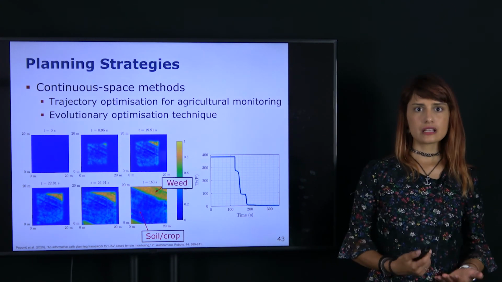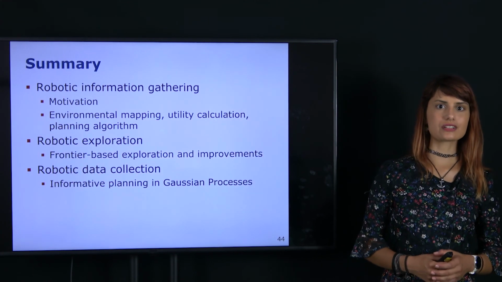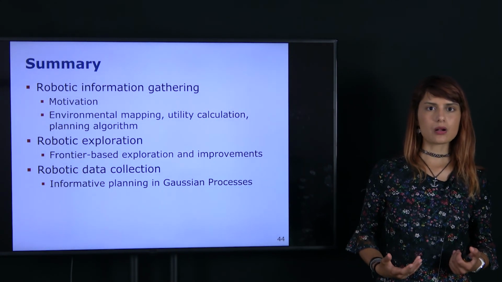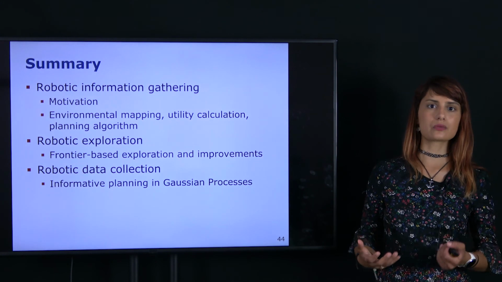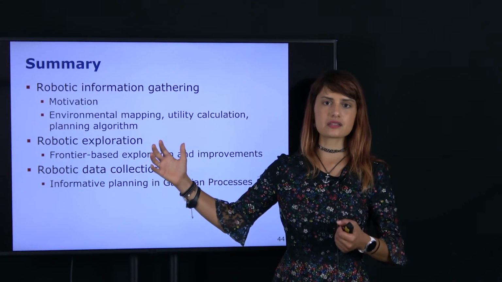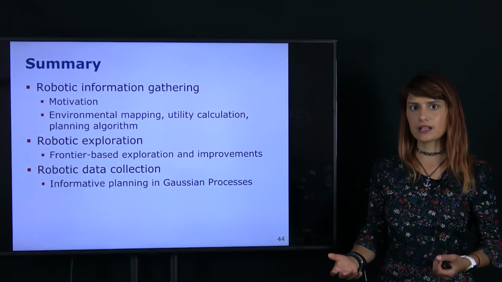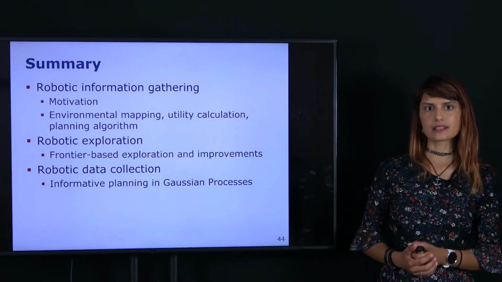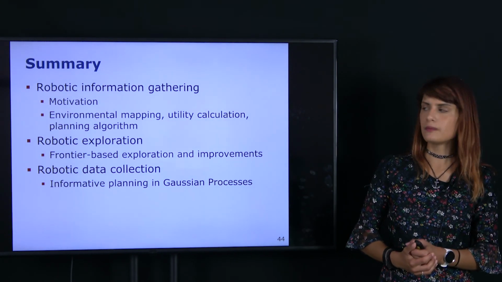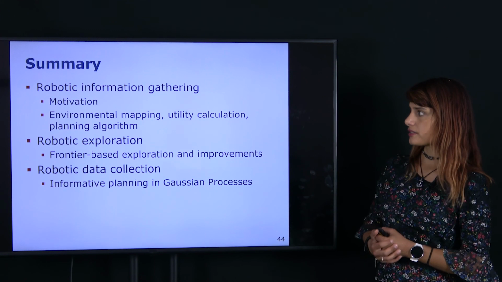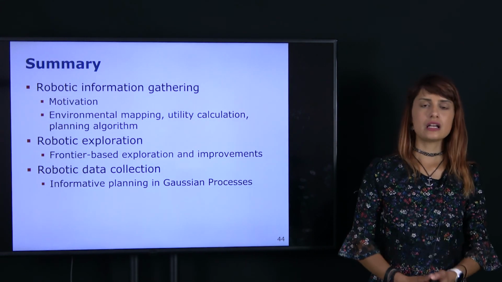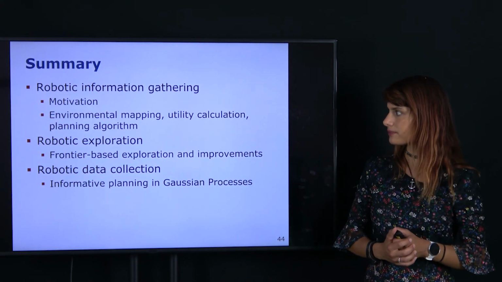So finally, we come to the end of this lecture on exploration and informative planning. To start, we looked at the robotic information gathering problem and some areas of application where it would be beneficial. We also discussed the three key elements underlying systems for informative planning, which were environmental mapping, utility calculation, as well as the planning algorithm. We addressed some of the challenges in each of these categories, as well as how they're interconnected. An important takeaway here was that in informative planning, we often have the trade-off between computational efficiency and the quality of the informative plans that we generate.